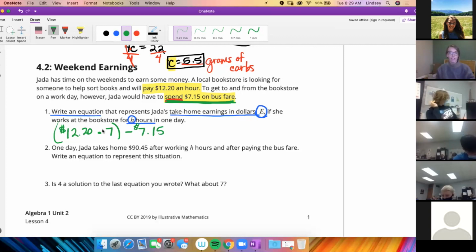Now, out of these 3 quantities, which was the one that we weren't given in our original little paragraph? The hours that she worked. So which one of these did we say were hours? The 7. So what are we going to replace that with? H. All right, so if we do 12.20 times however many hours we worked, we subtract off the bus fare, what's that going to tell us? The take-home earnings.